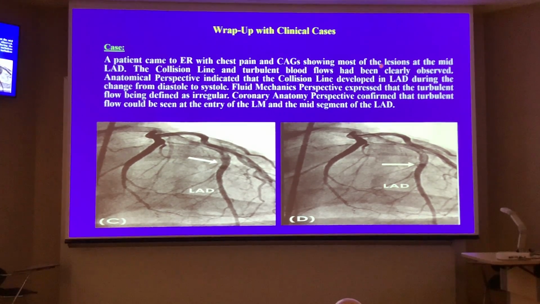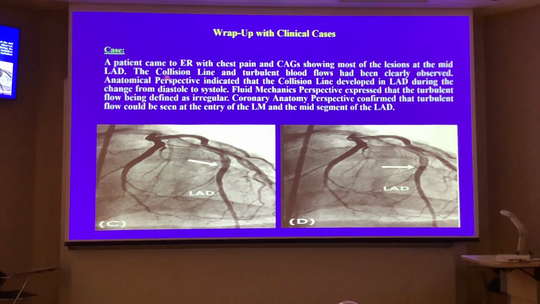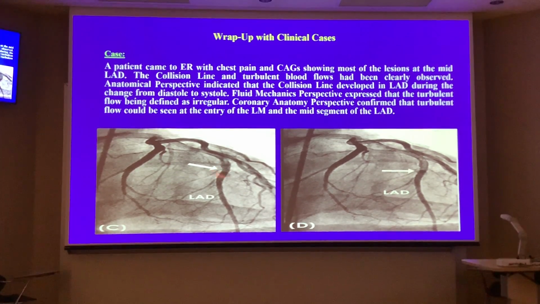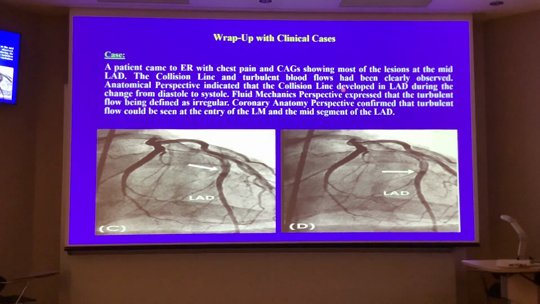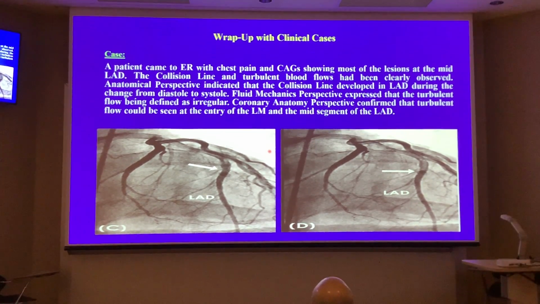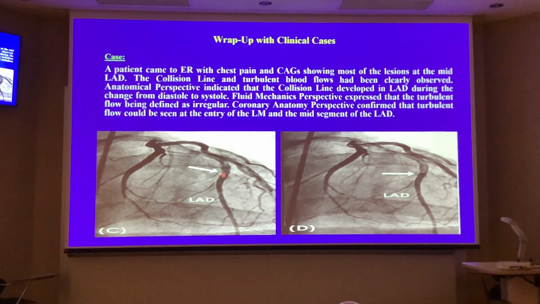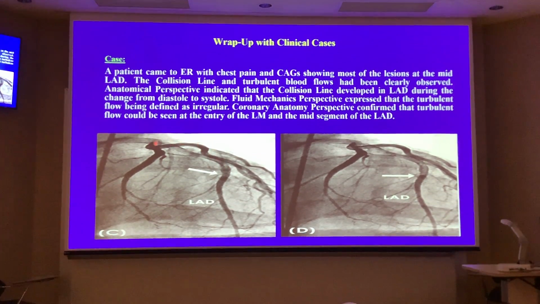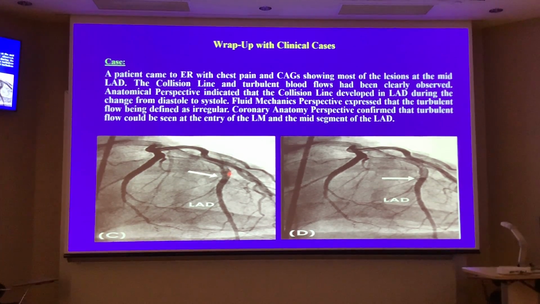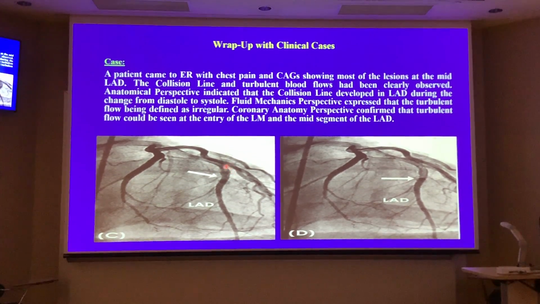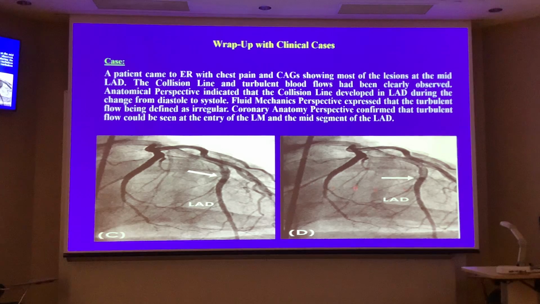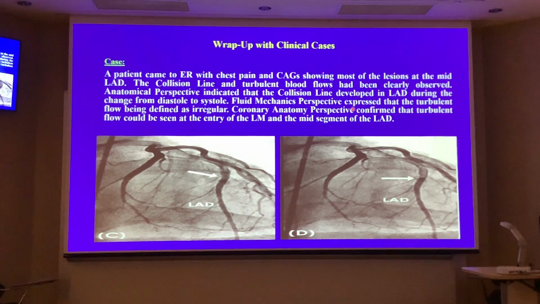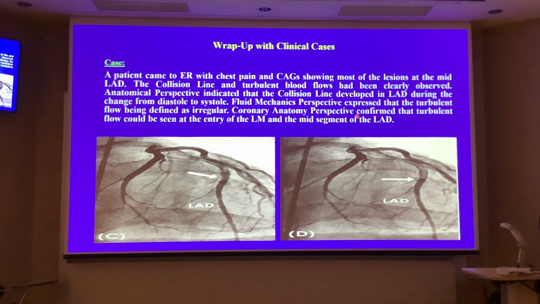Most of the lesion is at the mid LAD, and the white arrowhead here is the collision line, and the turbulent blood flow has been clearly observed. So why do we know this one is the collision line? Because the blood flow starts from the left main and goes to the proximal segment of the LAD. So the blood losing the point tip here, and the mixture between the black and the white color, for example here, is what we call the collision line between the retrograde flow and the antegrade flow.